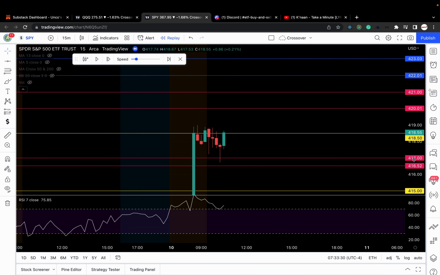Now also, notice where this candle closed. This candle closed at 418.55, just above my 418.5 resistance level. I would consider that clearing my resistance level on the 15-minute chart. So I would either hold my runner longer or I would enter calls right here just because it cleared my 418.5 level. Let's see what happens.